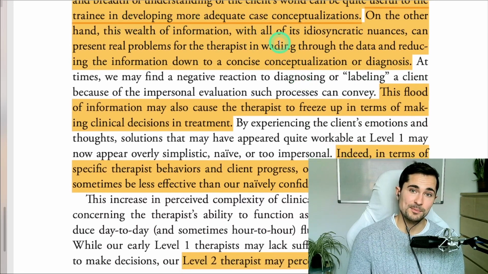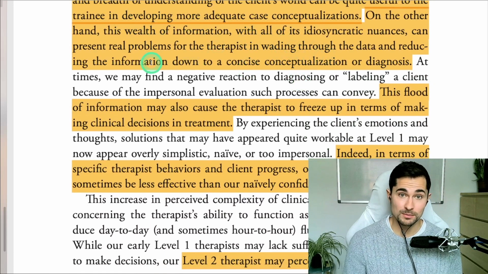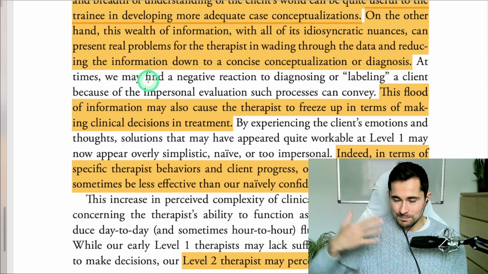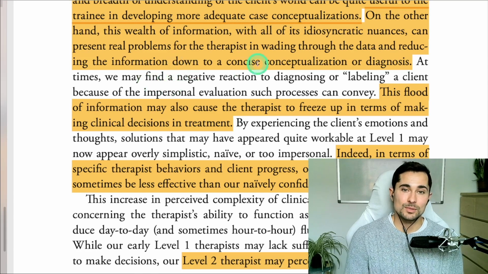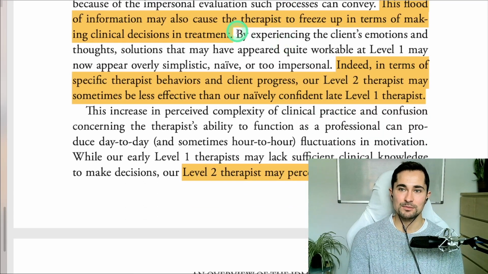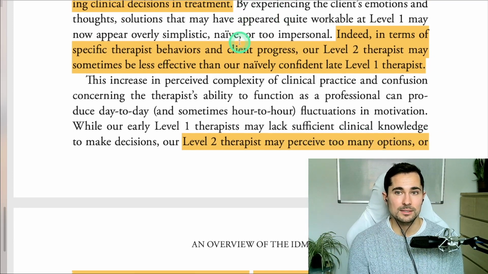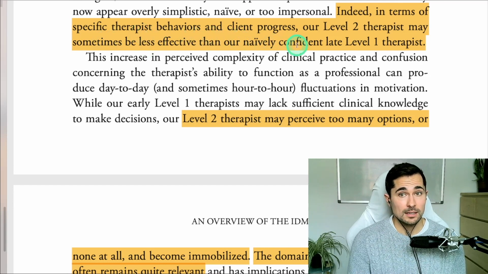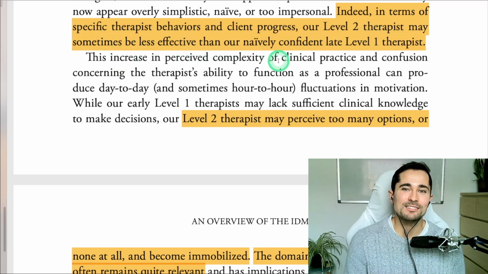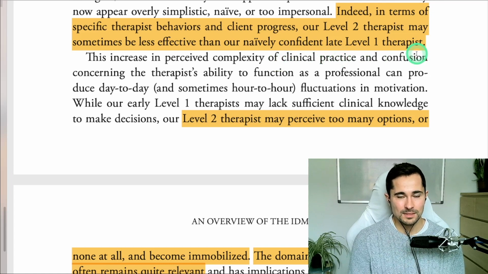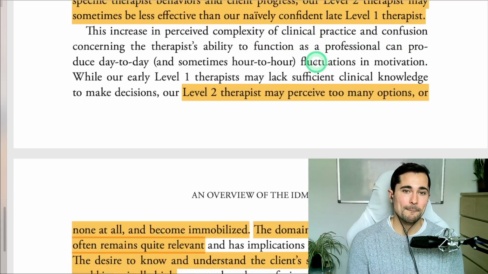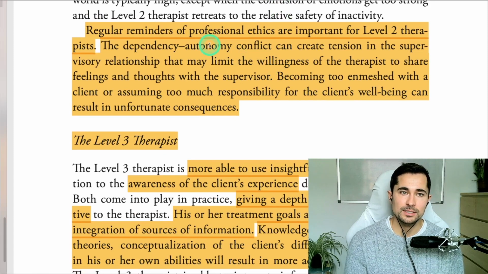On the other hand, this wealth of information, with all of its idiosyncratic nuances, can present real problems for the therapist in wading through the data and reducing the information down to a concise conceptualization. So building too much information can also inhibit and make more difficult conceptualizing a case in a more concise way. This flood of information may also cause the therapist to freeze up in terms of making any clinical decisions, that analysis paralysis. Indeed, in terms of specific therapist behaviours and client progress, a level 2 therapist may sometimes be less effective than our naively confident late level 1 therapist. So the more we know, the more paralyzed we might become, and for a period that might make us less effective. Regular reminders of professional ethics are important for level 2 therapists.